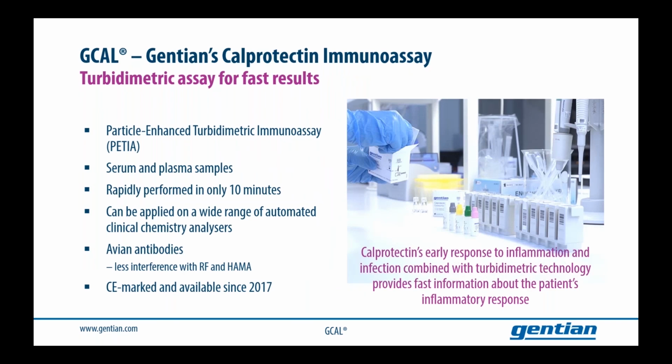Gentian's calprotectin immunoassay is a particle-enhanced turbidimetric immunoassay, which can be performed in human serum and plasma samples. The test takes only 10 minutes and is rapidly performed, and can be applied on a wide range of automated clinical chemistry analyzers. In GCAL, we have used avian antibodies to improve animal welfare and decrease interference with rheumatoid factor and human anti-mouse antibodies. GCAL product is CE marked and available on the market since 2017.